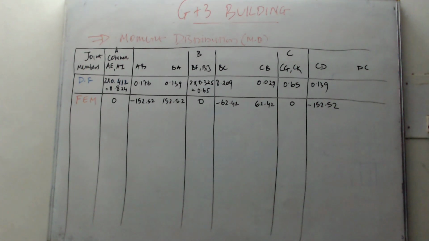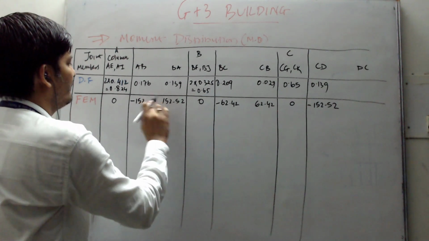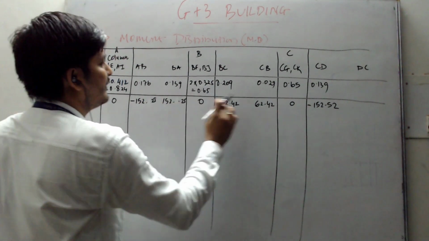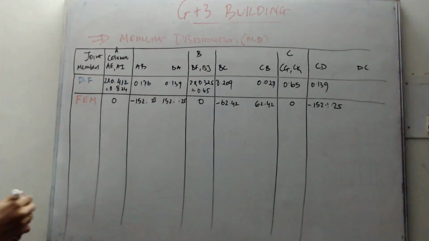It is 25, not 52, 25. 152.25, right? So after this we need to distribute these moments, right? So how to distribute these moments? So let us see that step.